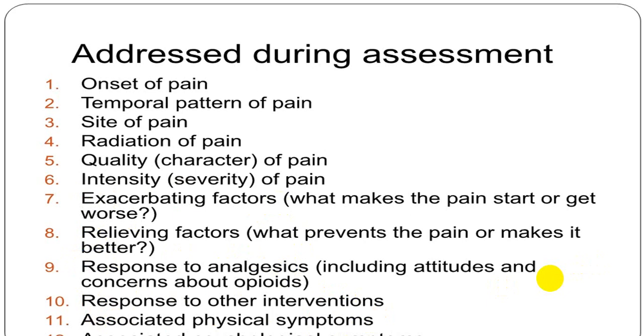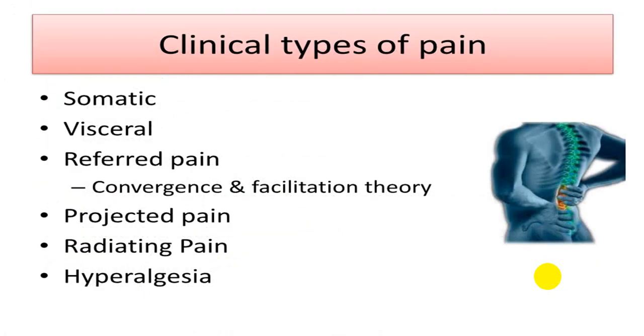So all this you can take in a history and then decide what is the type of pain, whether it is somatic, whether it is visceral, whether it is a referred pain, whether it is a projected pain, radiating pain, or whether there is hyperalgesia. So you will decide regarding that.